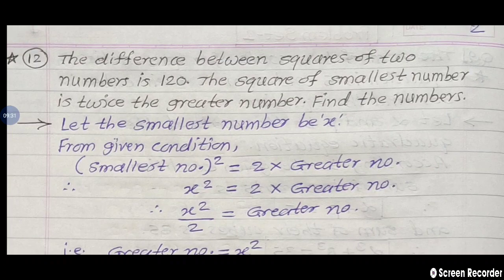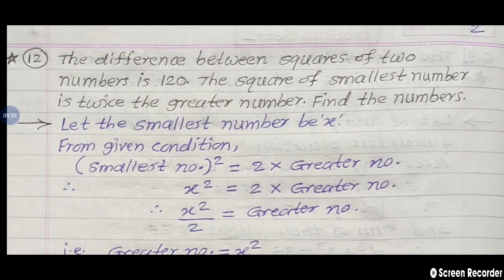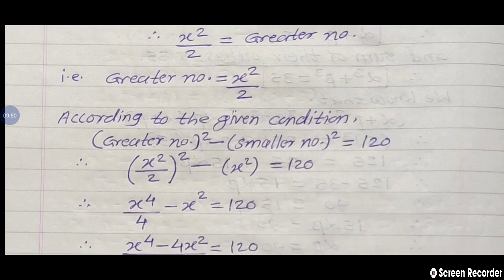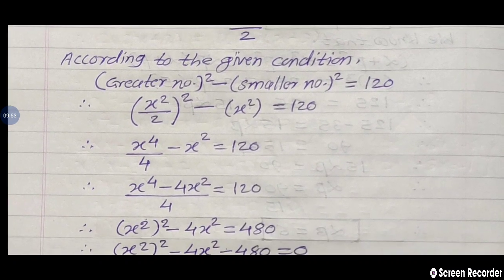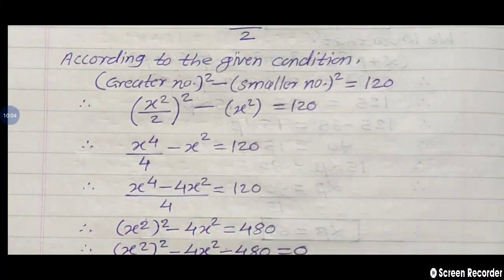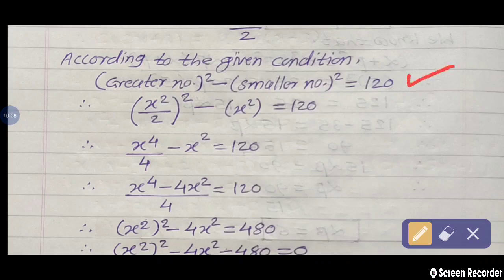What is the condition given? The difference between the squares of the two numbers. So how do we find the difference? The square of the greater number minus the square of the smaller number. Clear? And that difference is given as 120. So first of all, we are writing the step in words, that mathematical step in words. So according to the given condition, the difference between the squares of the two numbers, that is the greater number square minus the square of the smaller number, equal to 120. This is the condition we are applying here.